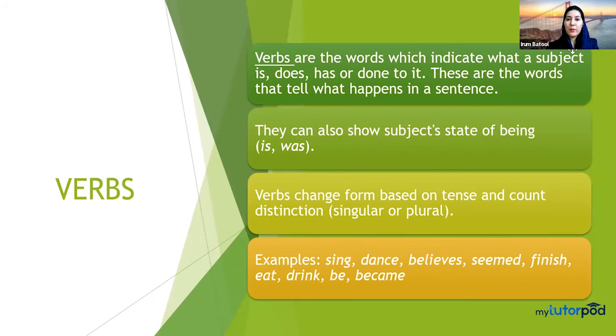Another part of speech that we are going to discuss is verbs. Verbs are the words which indicate what a subject is, does, has, or has done to it. These are the words that tell what happens in the sentence. They can also show the subject's state of being. Verbs change form based on tense and count distinction, whether the subject is singular or plural, and the time of action.